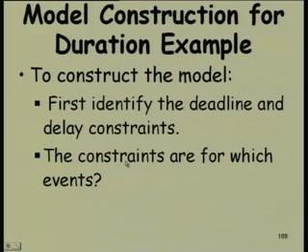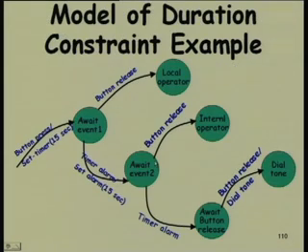But how do we model this duration constraint? We will have to first identify the deadline and delay constraints involved here, and then we will have to identify which events the constraints are for. So, let us look at the model and then try to answer these questions. See here, I am sorry, again there is a mistake here, it should have been button release instead of button press. You release the button on the handset, that is what is written here also.